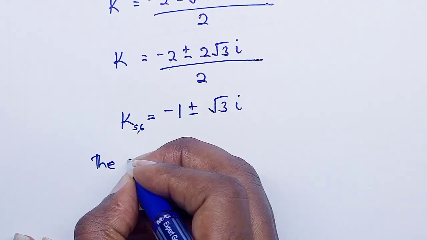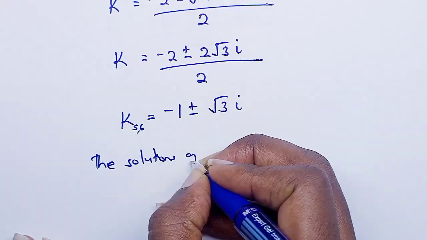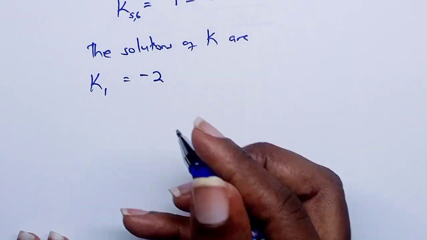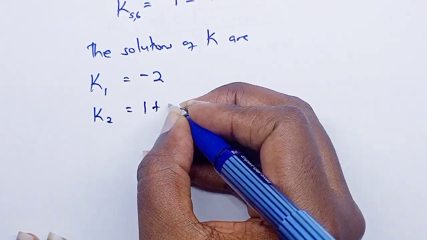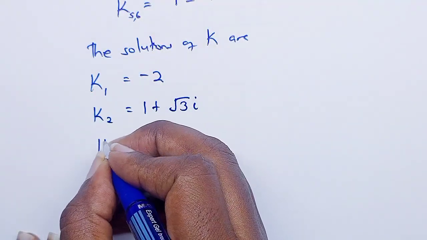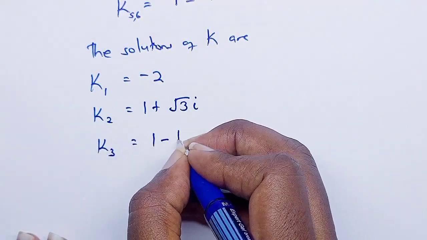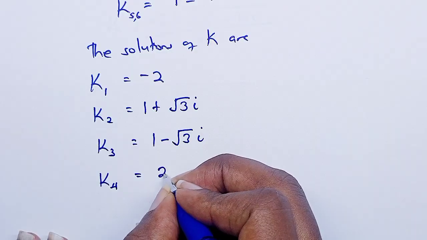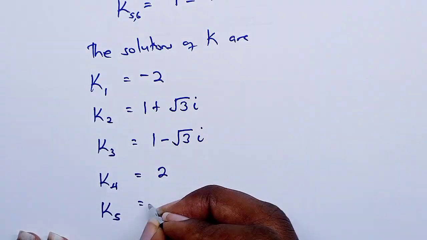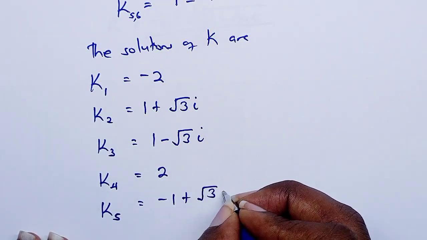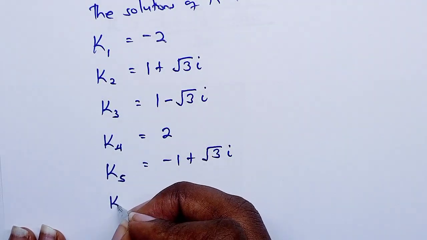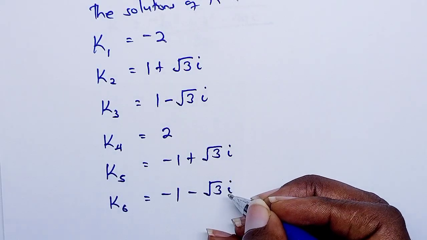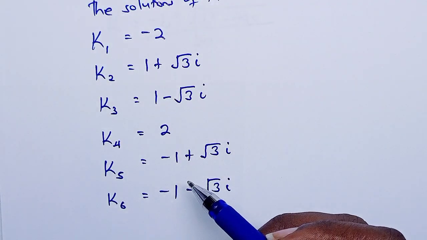So those are our values of k. So the solutions of k are: k1 was negative 2, k2 is equal to 1 plus root 3i, k3 is equal to 1 minus root 3i, k4 is equal to 2, k5 is equal to negative 1 plus root 3i, and k6 is equal to negative 1 minus root 3i. So these are the possible values of k.